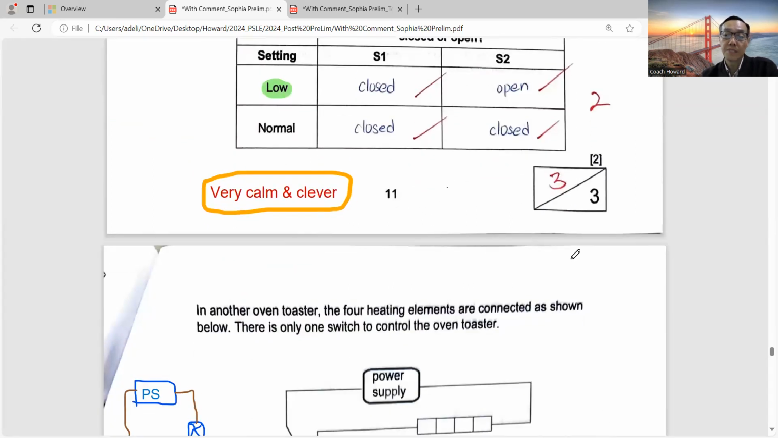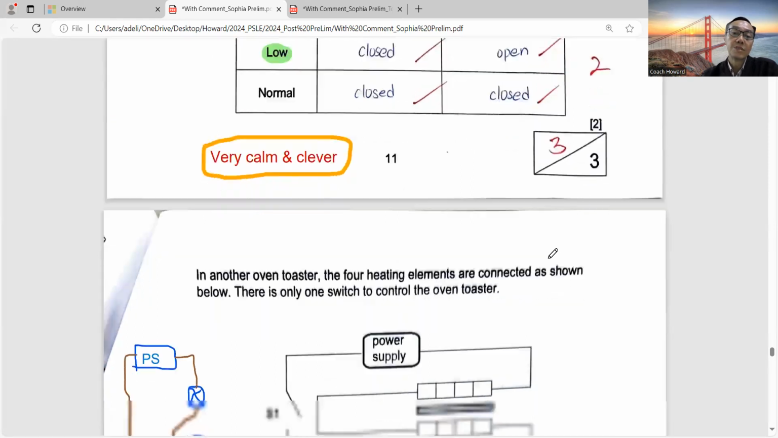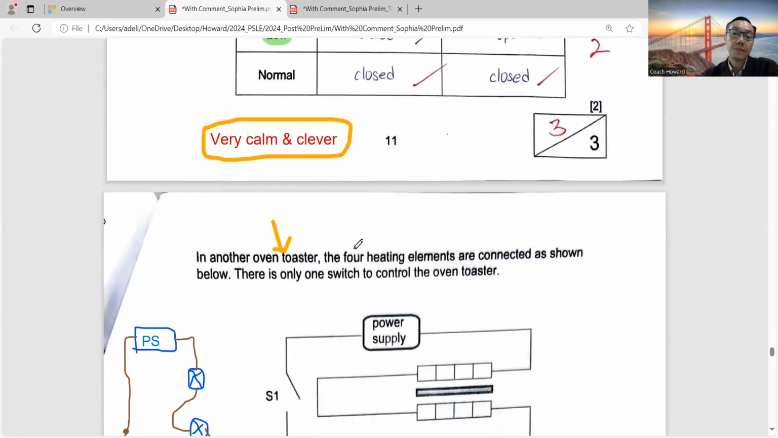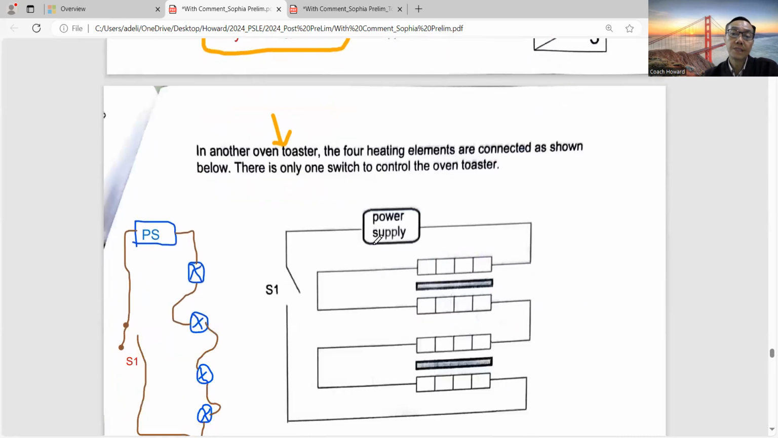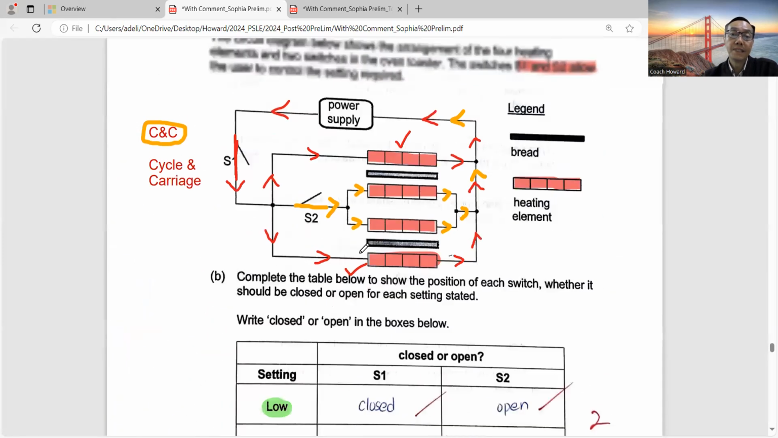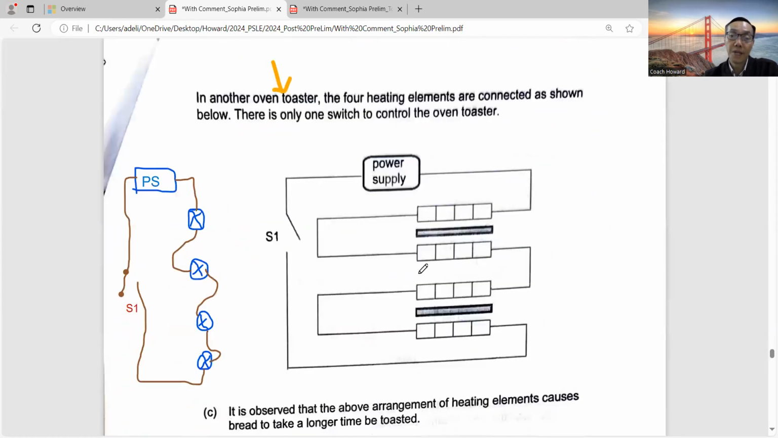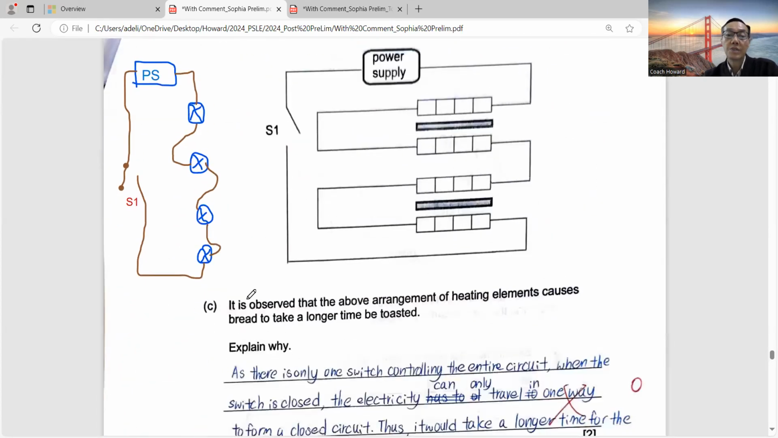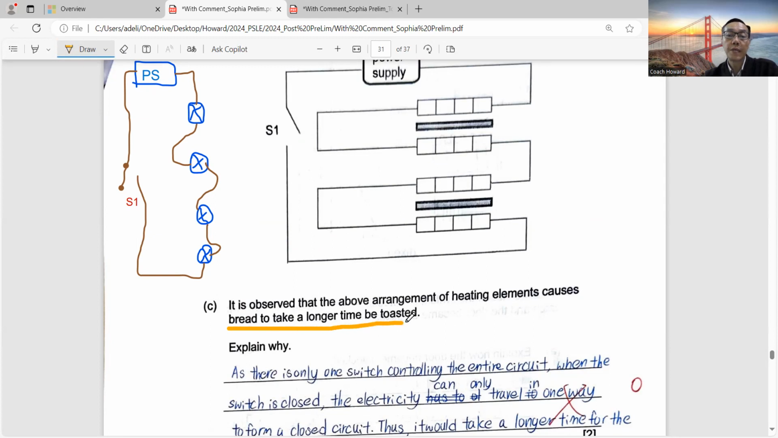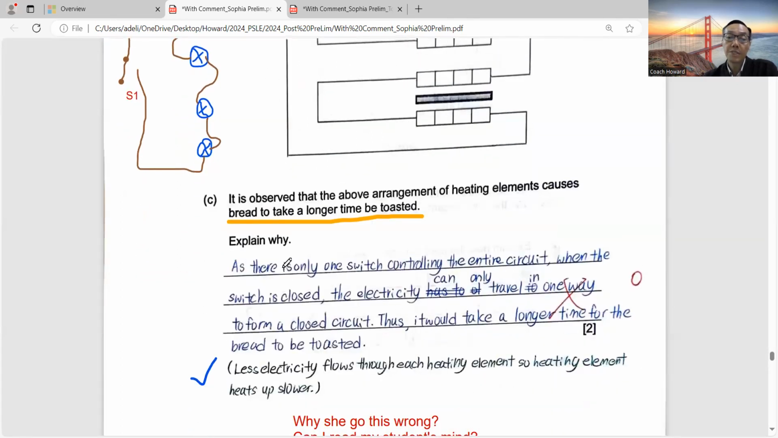Okay, next one, she made a mistake because this part is a bit tricky. So you see, in another oven toaster, the four heating elements are connected this way. So you compare this one and this one. It is observed that the above arrangement caused the bread to take a longer time to be toasted. So it's good that you highlight or underline this part. So if you change to this arrangement, the bread will take a longer time to be toasted. So she explained why. But this explanation is wrong.